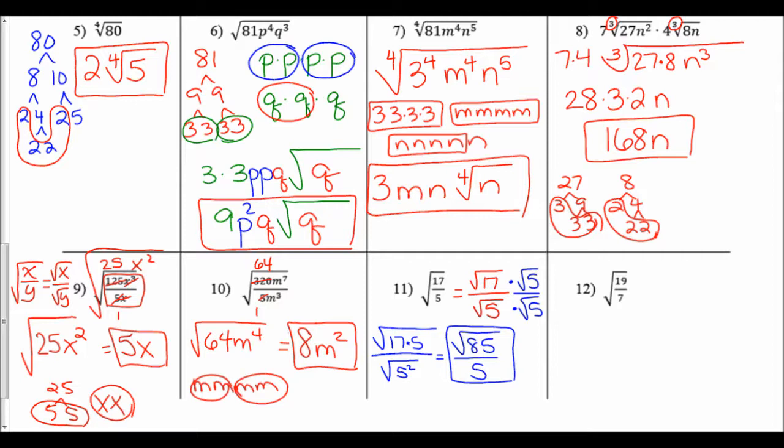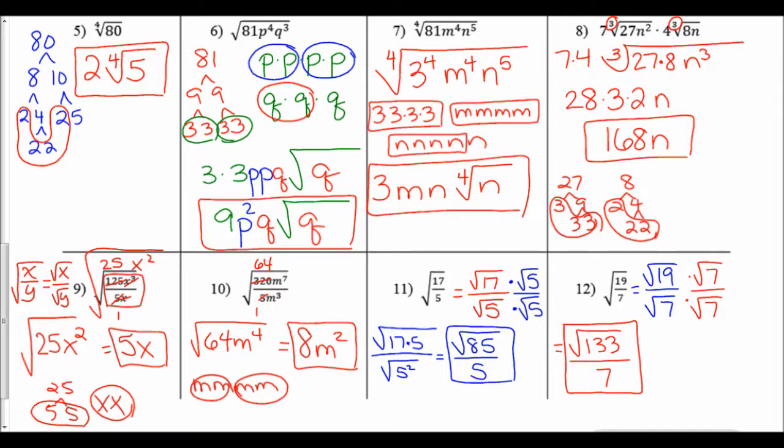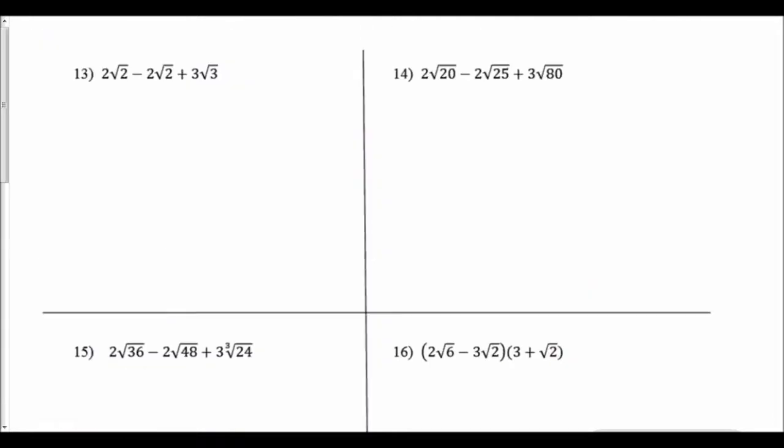Pause the video while you attempt number 12, where you need to rationalize the denominator to get rid of that square root of 7 on the bottom. In number 12, I multiplied the top and the bottom by the square root of 7. 19 was a prime number, so there was no use in trying to break it down. 19 times 7 was the square root of 133, and on the bottom, the square root of 7 times the square root of 7 was 7.